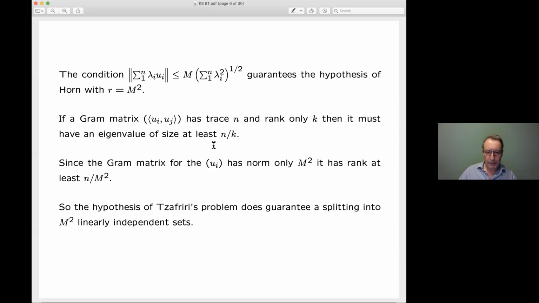So conversely, if you know that the Gram matrix has norm at most m squared, you know that n over k is related to m squared in whichever obvious way, in such a way that k must be at least n over m squared. So n over k is at most m squared, and so k must be at least n over m squared.